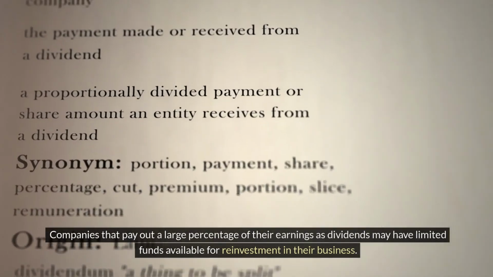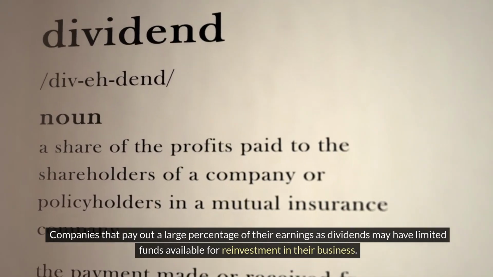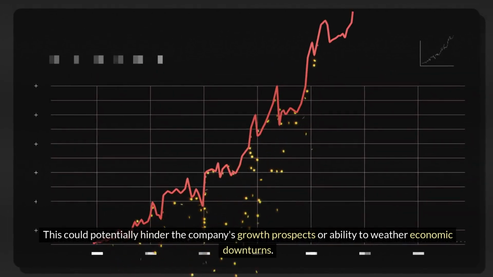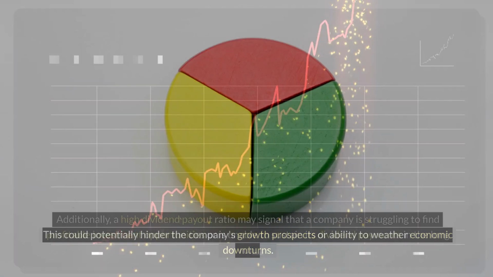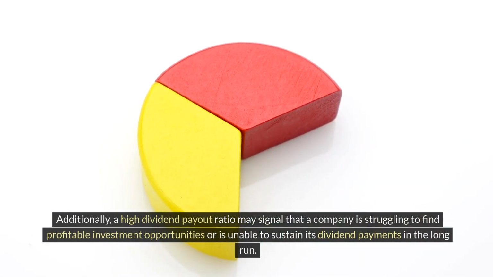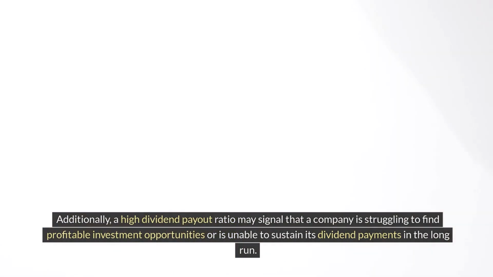Companies that pay out a large percentage of their earnings as dividends may have limited funds available for reinvestment in their business. This could potentially hinder the company's growth prospects or ability to weather economic downturns. Additionally, a high dividend payout ratio may signal that a company is struggling to find profitable investment opportunities or is unable to sustain its dividend payments in the long run.